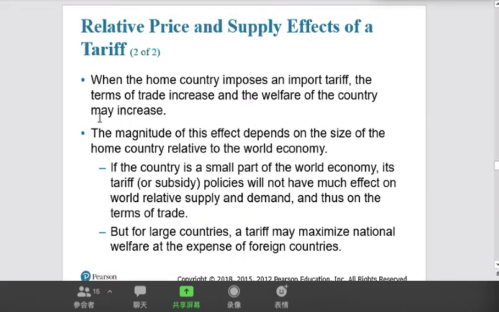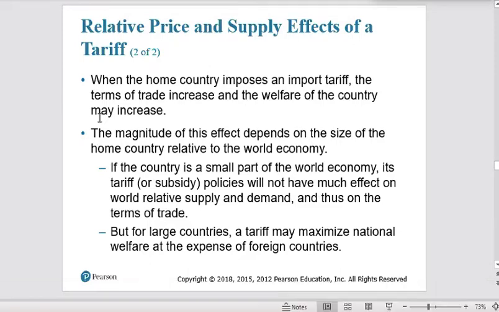And we do not know. It depends on what? It depends on the size of the country. The magnitude of these effects depends on the size of the home country relative to the rest of the world. Why do I say that? Now, let's put that into the perspective of two different sized countries. One is the US, one is Singapore. Singapore is a tiny country, right, with about 4 million people.